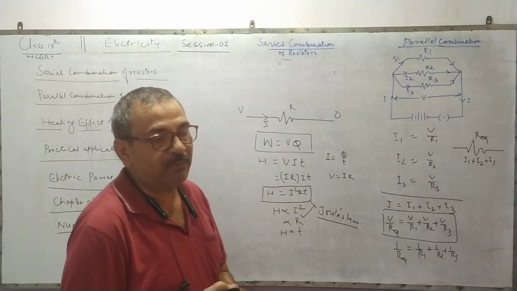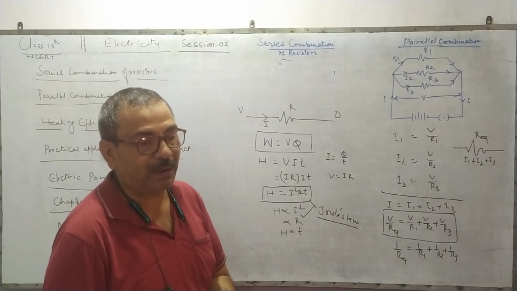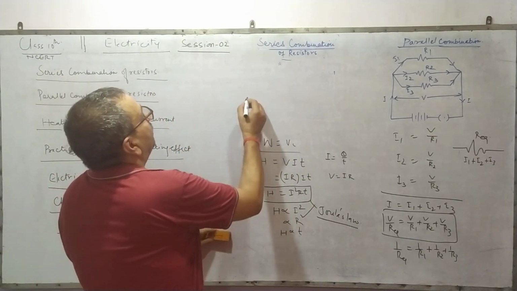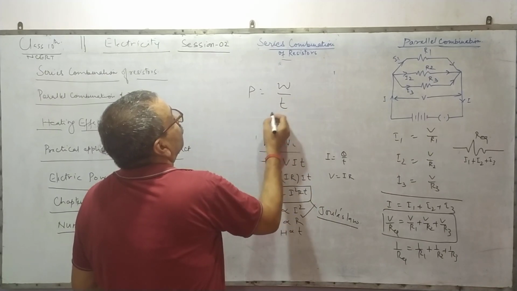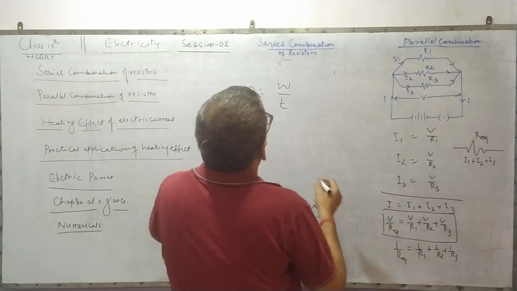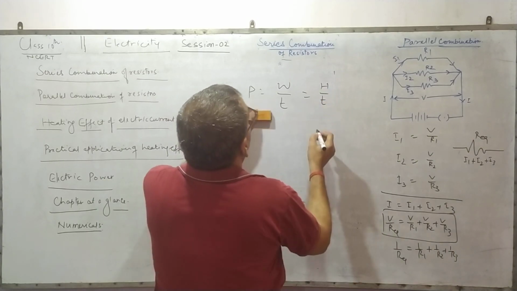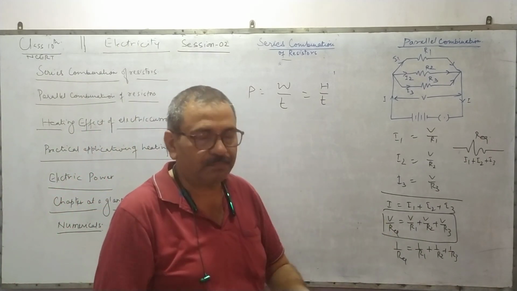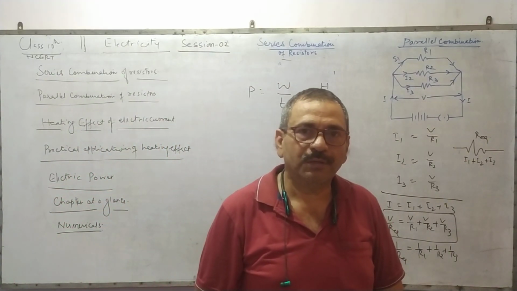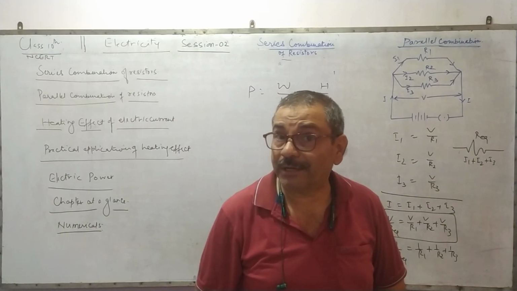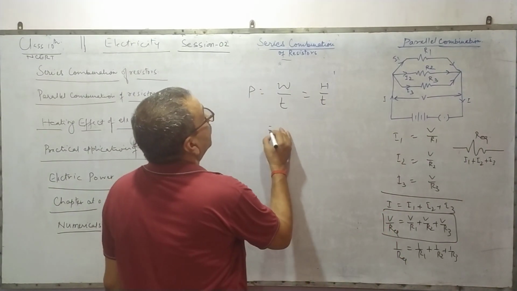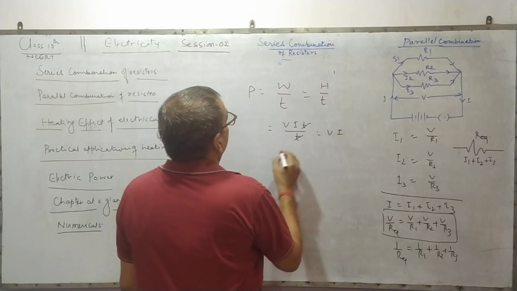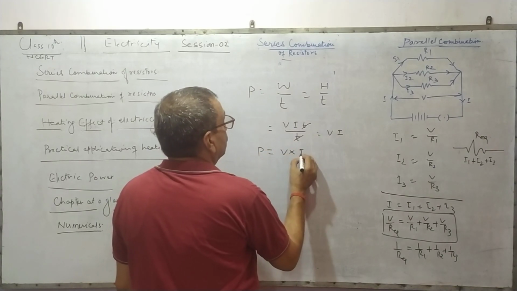Now electric power. We are going to discuss about electric power. What is power? P equals to, as you know, rate of work done. Rate of consumption, rate of production, generation of heat energy is called power of that electrical machine. I square R T upon T, T cancels, P equals to V into I. Very good, very basic expression is V into I.